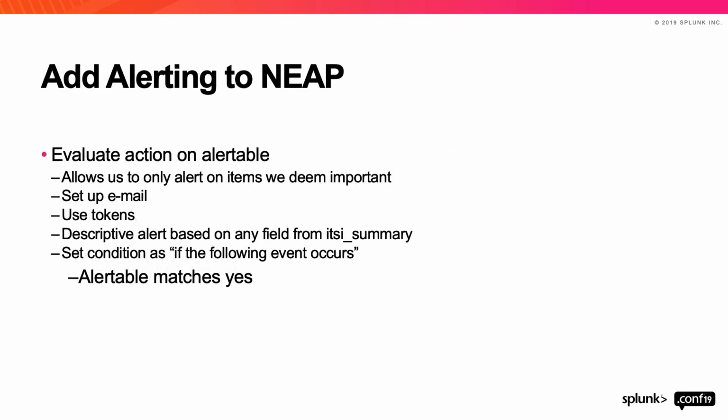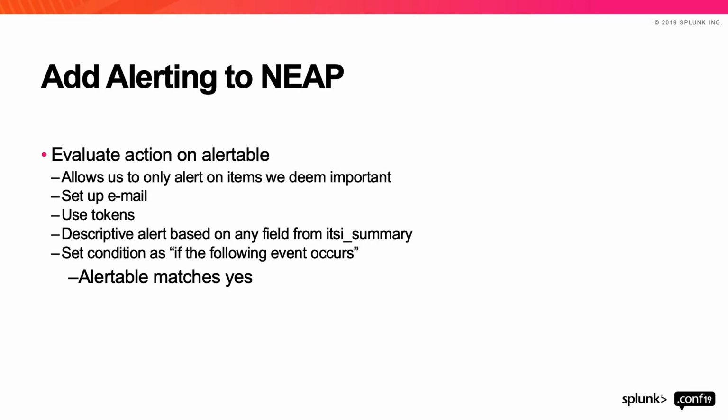So, we're going to add an alerting action to the notable event aggregation policy. And we're going to evaluate the action on a field called alertable. In your original correlation search, we set up a value that said if these conditions occur, then we want to write alertable equals yes. So in this case, I want to see something that's critical, and it's something that's not in another platform, and it's something that our SME has told us is important.